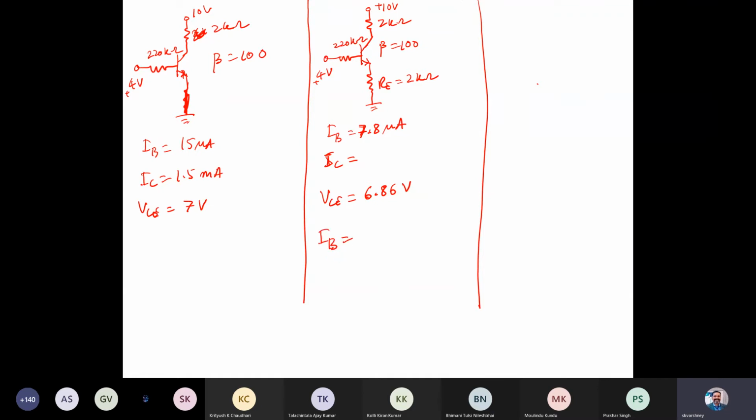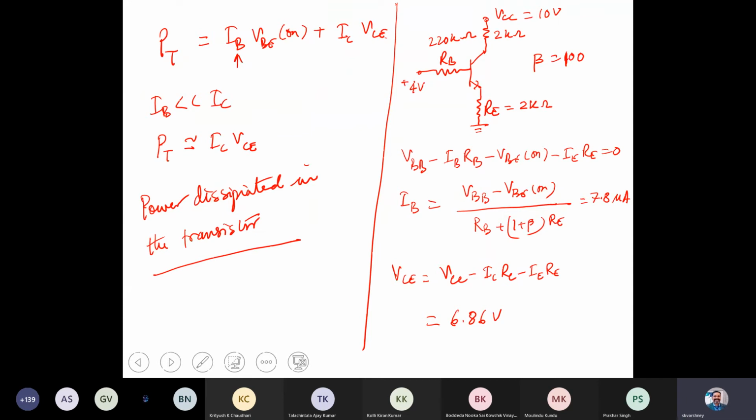Sir, I'm getting VC as 3.14. Which one? This case? Yes, sir, for the second. You're getting VC as 3 point 14. What is IB? Have you taken this in your calculations? IE, 7 volt to 6.86, because this RE is there, right, in presence of this: VCC minus ICRC minus IERE. Okay, sir. Check it out.